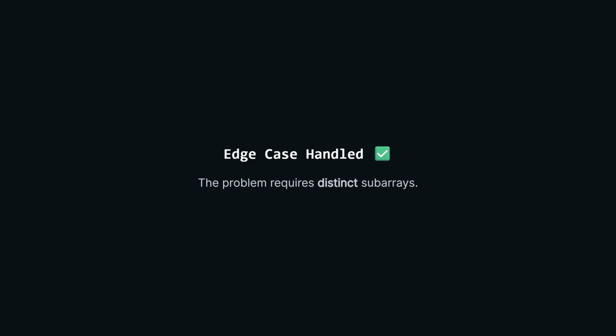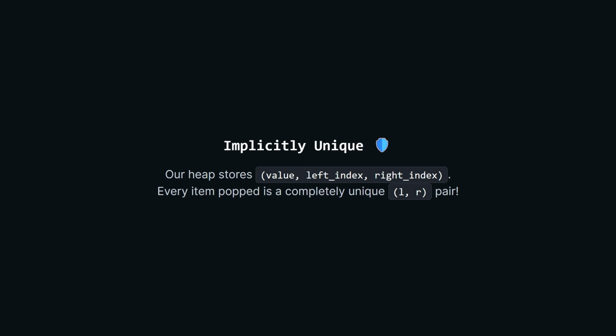You might wonder what happens if two starting positions want to pick the exact same subsection. Because we generate candidates strictly by shrinking the right side for a specific left starting point, every single pair of starting and ending boundaries we put into the heap is guaranteed to be totally unique.